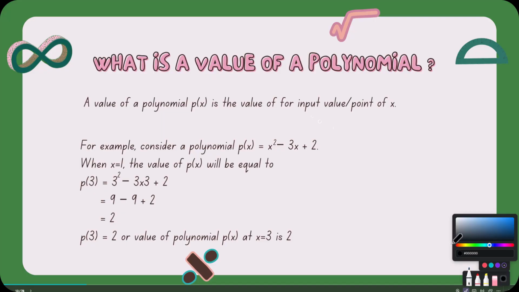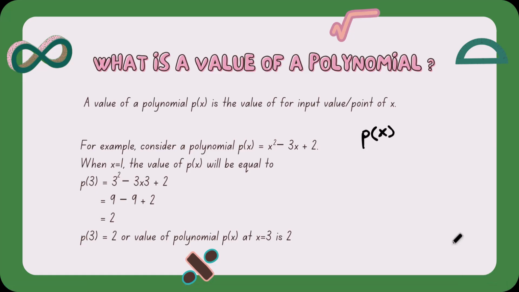A polynomial can be represented as p of x, k of x, g of x and so on. In p of x, x is the variable that will be there in the equation. So this is a polynomial in one variable. That is how you name the polynomial, okay? So what is the value of the polynomial?